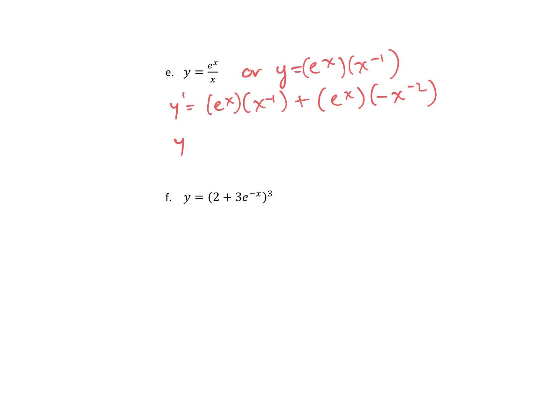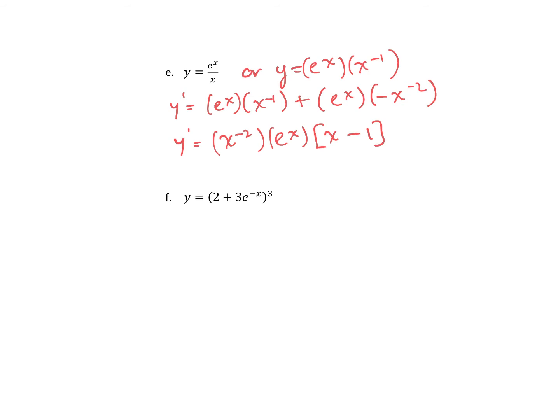Then we can factor out anything common, so I'm going to factor out x to the negative 2 and e to the x. So that will leave me with x in the first group, and then in the second group I will have a minus 1.